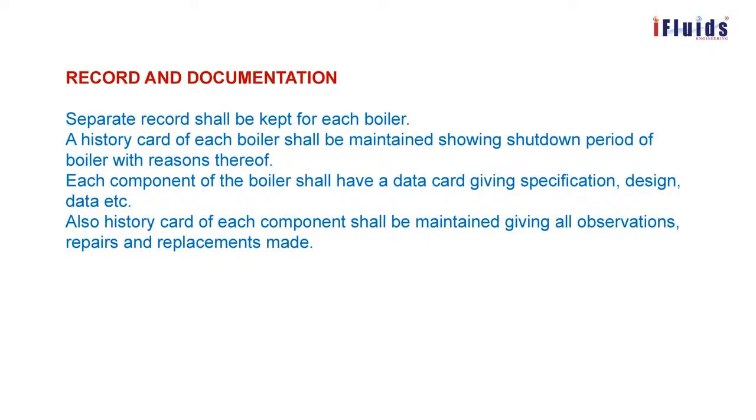Record and documentation. A separate record shall be maintained for each boiler. A history record of each boiler shall be maintained showing the shutdown period of the boiler with the reasons thereof. Each component of the boiler shall have a data card giving specification, design data, etc. Also, a history card of each component shall be maintained giving all observations and repairs and replacements. So this is what it is about the boiler inspection. Our scope is OISD 131 that says about the inspection of boiler. So with this we have concluded this discussion.